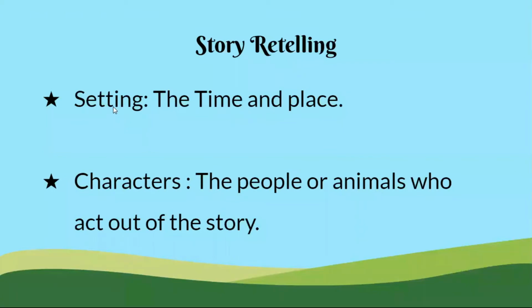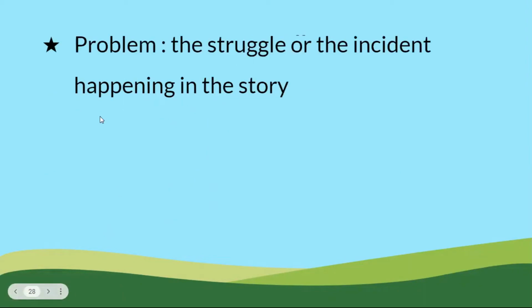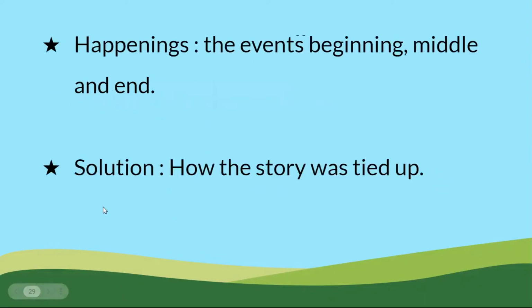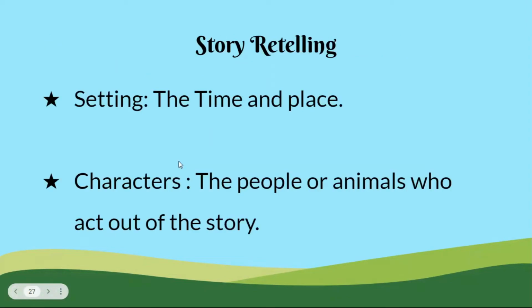Now, the story retelling points are setting, characters, problem, happenings, and solution. So we saw five different elements. These five different elements are the major elements in a story. Setting is nothing but the time and place where the story is happening. For example, once upon a time, a lion lived in the jungle. So here the place is the jungle, and the time, it may be a day or a night.